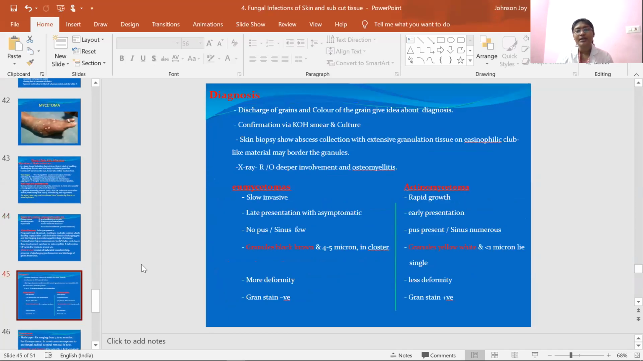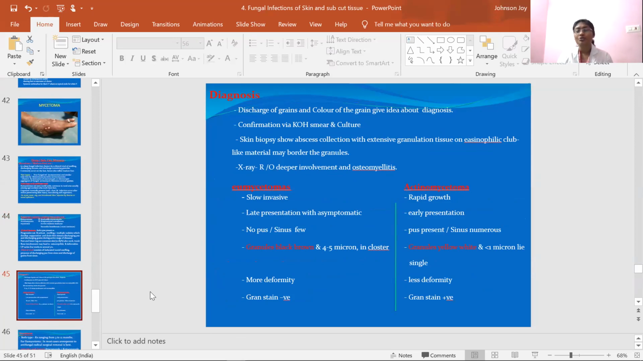Now, diagnosis: the discharge of grains and the color of the grain give an idea about the diagnosis. Confirmation you can do by smear and culture. Skin biopsy shows abscess collection with extensive granulation tissue, and eosinophilic club-like material may border the granules. X-ray can be done to rule out deeper involvement and osteomyelitis.